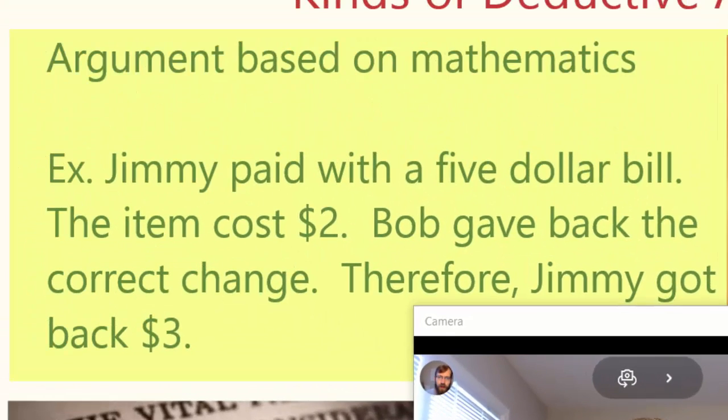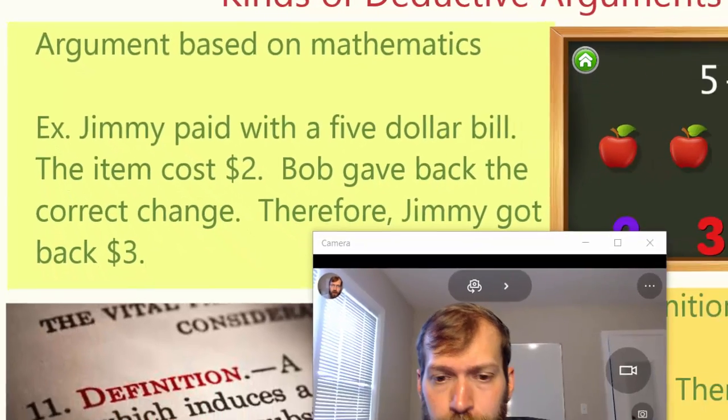All right, so the first kind of deductive argument that we're going to look at is an argument based on mathematics. So the example that I have here is that Jimmy paid for an item with a $5 bill, and that item cost $2 even. So Bob, our cashier, gives back the correct change, so that's part of our premise. Therefore, we conclude that Jimmy got $3 back.